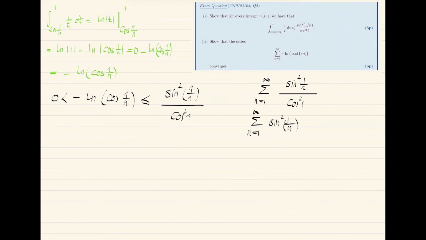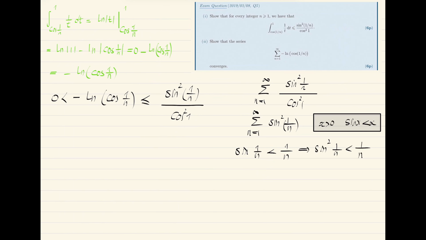Okay, and that's also simple. If you remember, we had this famous inequality that if x is positive, sine x is definitely less than x. This is a very famous inequality. So this means that sine of 1 over n, where 1 over n is positive, is definitely less than 1 over n itself. And I raise it to power 2, so sine squared of 1 over n is less than 1 over n squared. And we know that sigma of 1 over n squared is a p-series in which p is 2, so it is convergent.